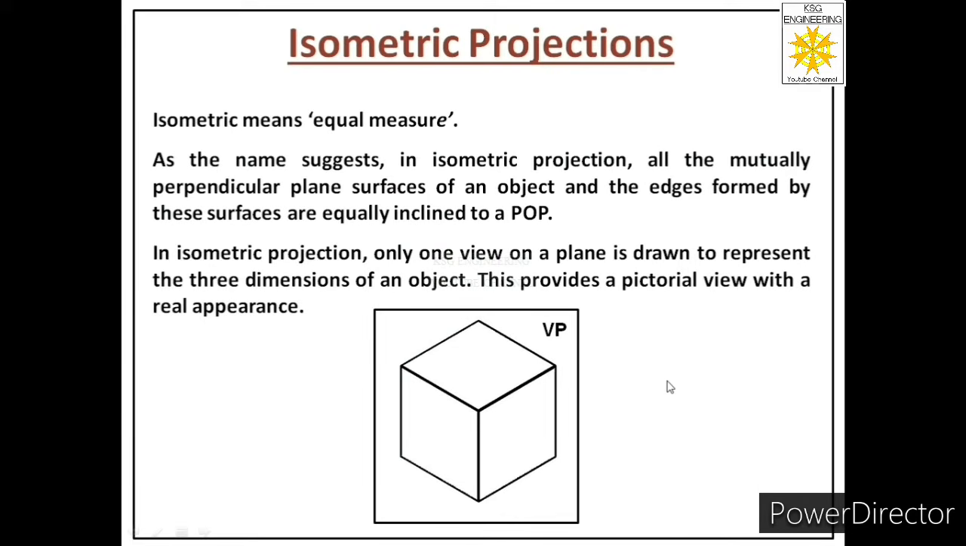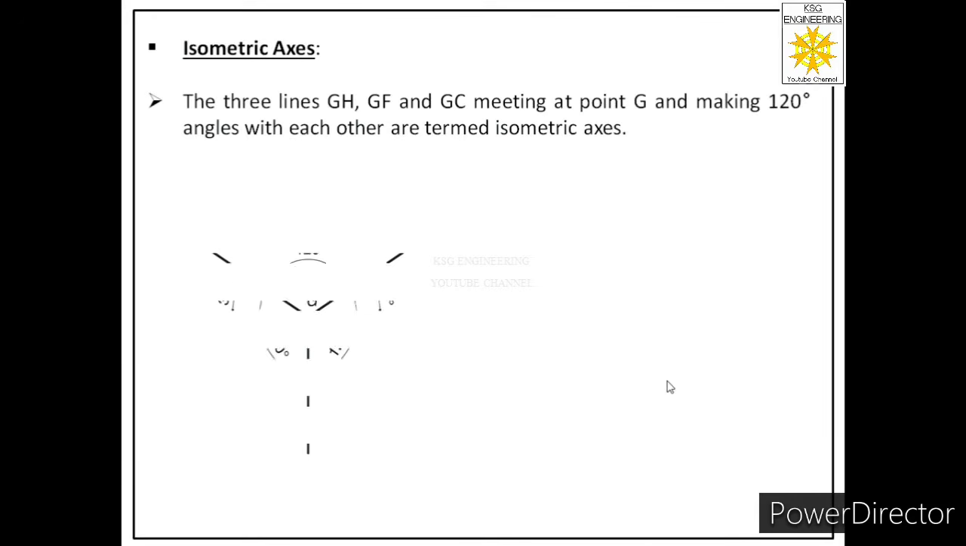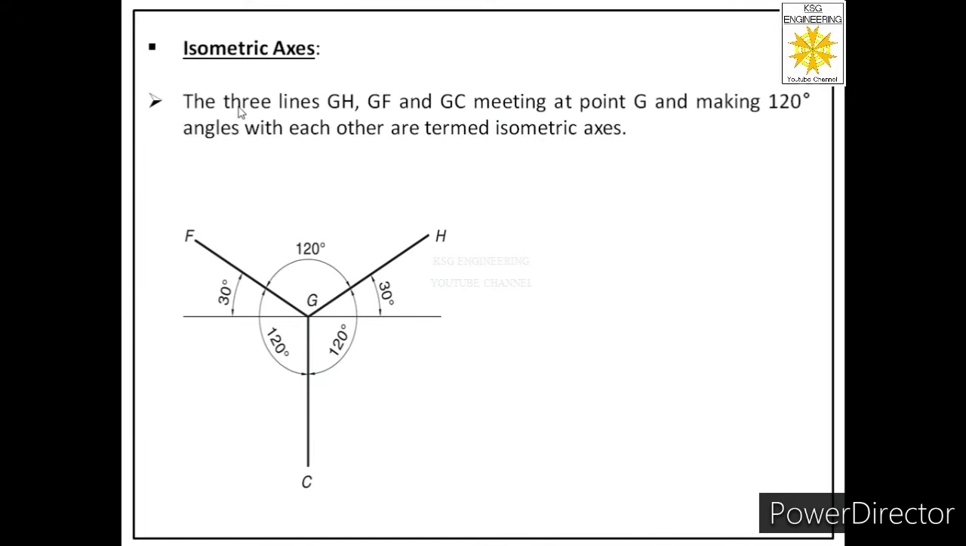So now we are very much clear what are isometric projections, and we have learned about various fundamentals also related to isometric projections. Now in the next slide we will cover few important definitions. So let us first discuss about isometric axis. So what is isometric axis? When we draw three lines over here, named GH, GF and GC, meeting at a common point G and making 120-degree angle with each other, they are termed as isometric axis.